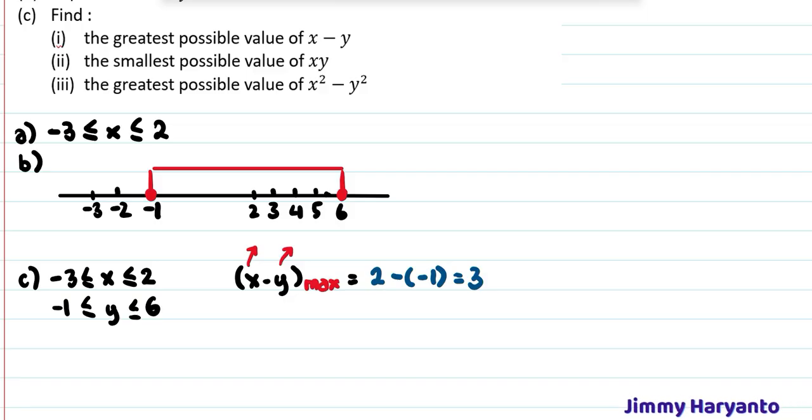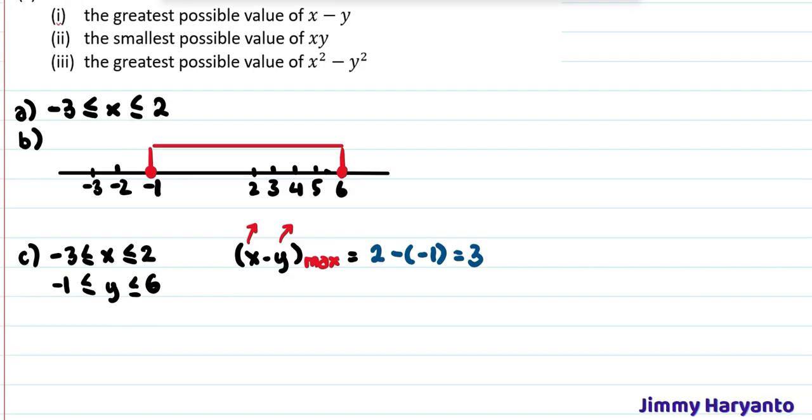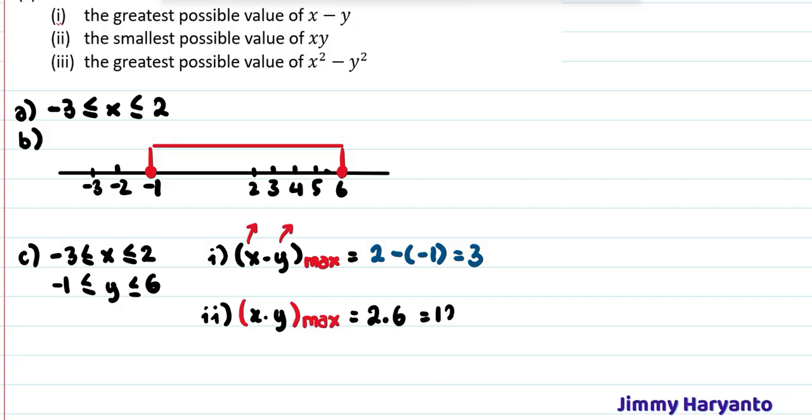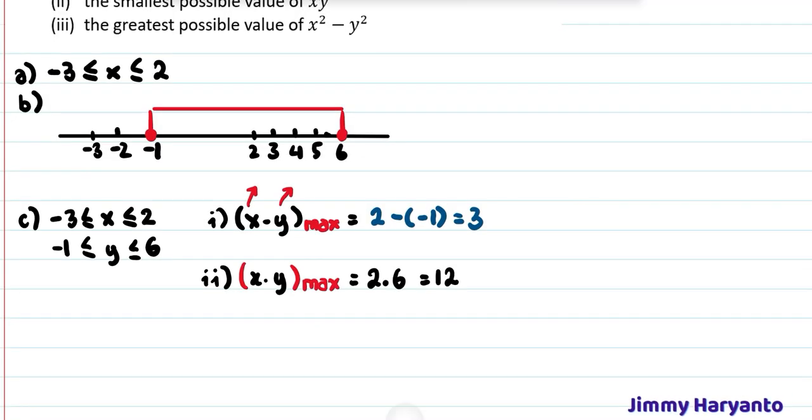So this is the first. And then the second one is x times y. For x times y to become maximum, both of them have to be maximum also. So the value of x will be 2, the value of y will be 6, so the final answer equals 12. And then the third one, the greatest possible value of x squared minus y squared.